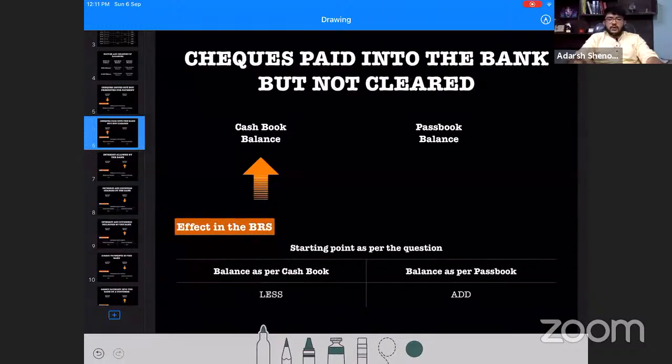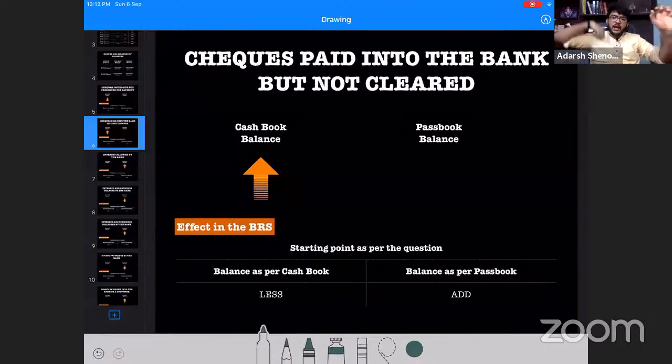Understood, sir. Next one: a check paid into the bank but not cleared. Again, sir, this is also a timing difference. It is no one's mistake. This is just a time gap. This is how we enter it at different time points.